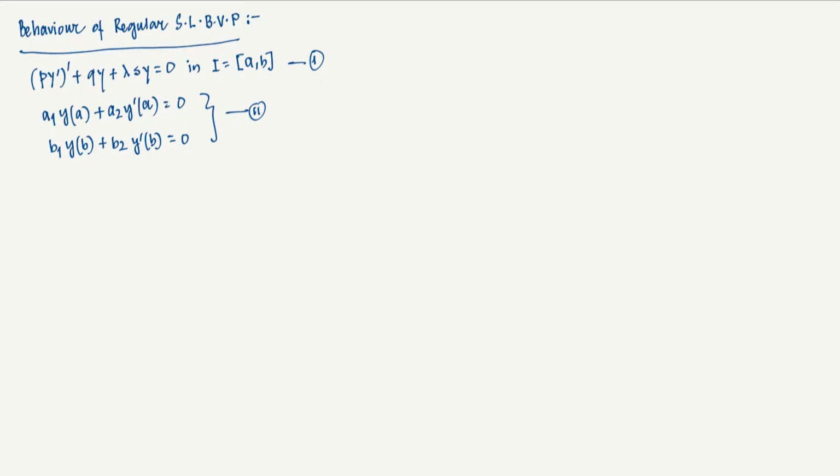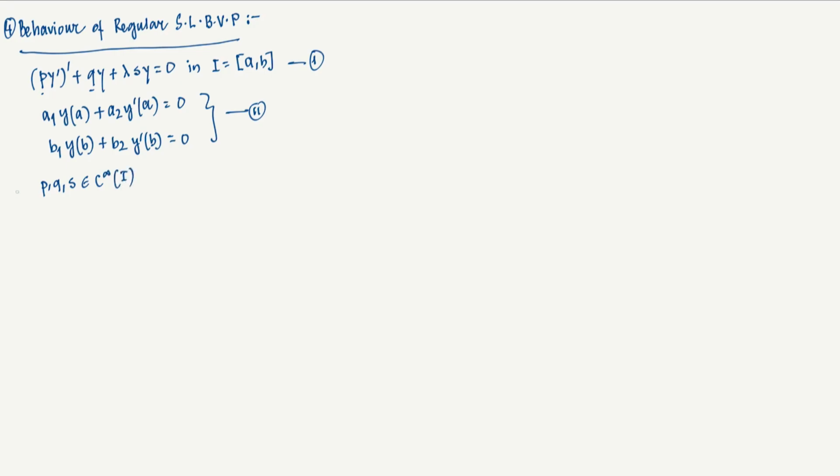Welcome students to this fourth lecture of this PDE course, and in this lecture we are going to talk about some behavior of regular Sturm-Liouville boundary value problem. If you recall, the equation which we are going to study looks like this: (p y')' + q y + lambda s y = 0, right? And here we will be assuming p, q, s are C infinity of I.